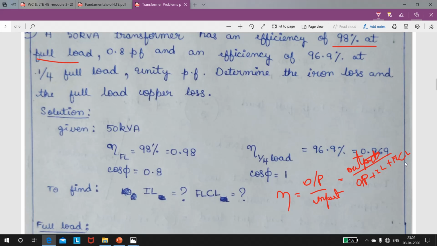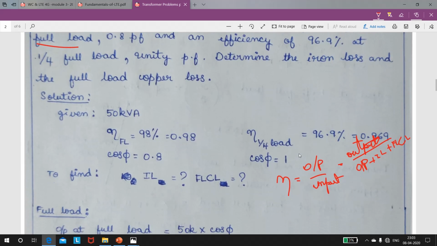Now you have got two data here, full load and 1/4 load, correct? That means I can use this equation for two types of the loads. I will have one equation for full load, one equation for 1/4 load. I have two equations. I can use those two equations to find iron loss and the full load copper loss. You will understand this better further.